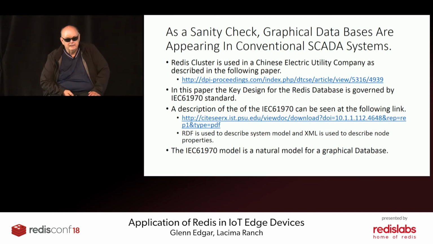I did a sanity check. There's a Chinese electric utility company using a Redis cluster, and they had to design their keys based upon an IEC standard. They actually had this standard for dummies online, and I pulled the spec. It's basically RDF and XML. Essentially you're modeling the system like a graph. You have bus bars and so on. That begs for a graph database.